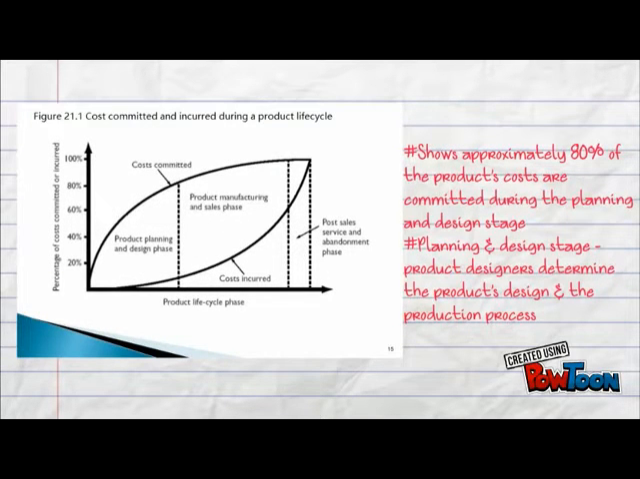Figure 21.1 shows that approximately 80% of the product's costs are committed during the planning and design stage. At this stage, product designers determine the product's design and the production process.